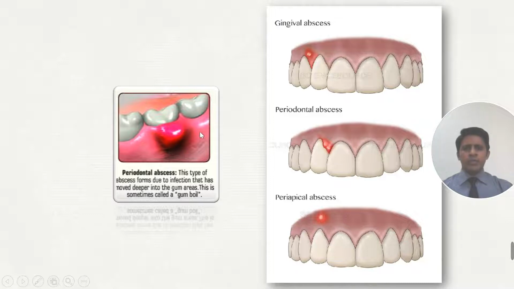Here you can see periodontal abscess. This type of abscess forms due to infection that has moved deeper into the gum area. It is sometimes called a gum boil. The periodontal abscess involves the deeper periodontal tissues and it may also involve the attached gingiva.